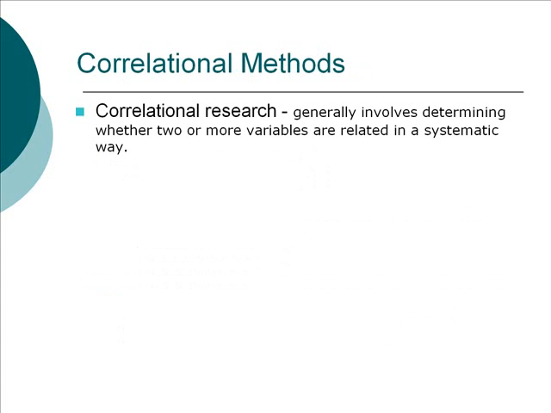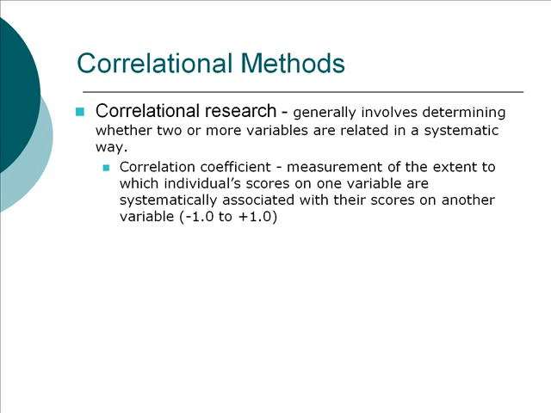Correlational research generally involves determining whether two or more variables are related in a systematic way. Now, these variables are usually scored or measured within a scale of -1 to +1. So if you have a +1 correlation, that pretty much means that anytime one variable goes up, the other one does. With a -1 correlation, that means every time one variable goes up, the other one goes down.